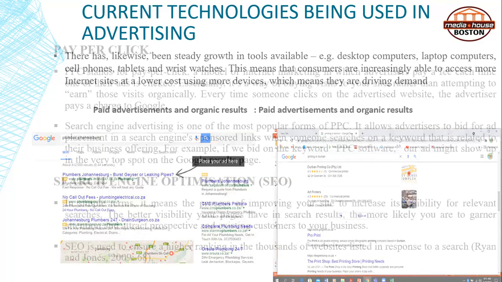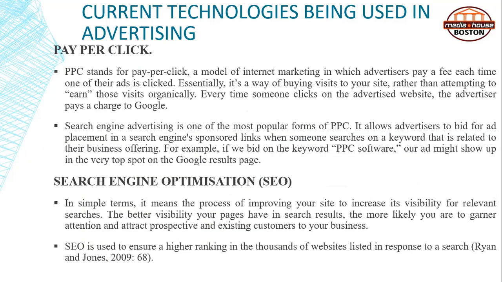Then we have what you call search engine optimization, SEO. In simple terms, it means the process of improving your site, meaning your website, to increase its visibility for relevant searches. The better visibility your pages have in search results, the more likely you are to garner attention and attract prospective and existing customers to your business. SEO is used to ensure a higher ranking in the thousands of websites listed in response to a search.